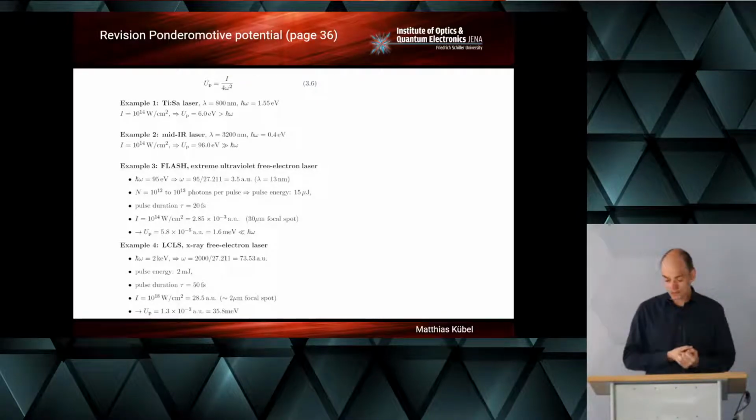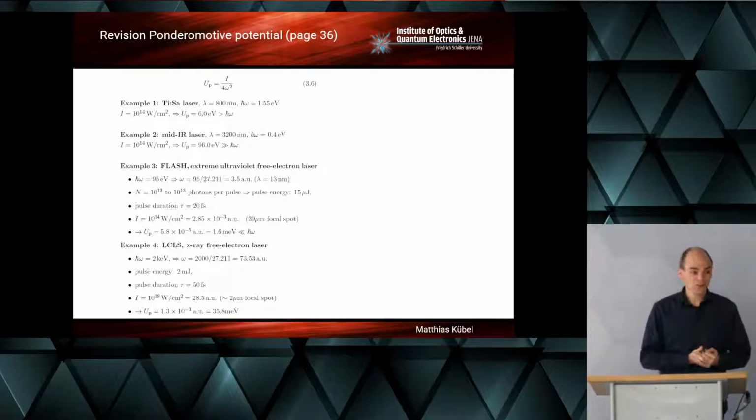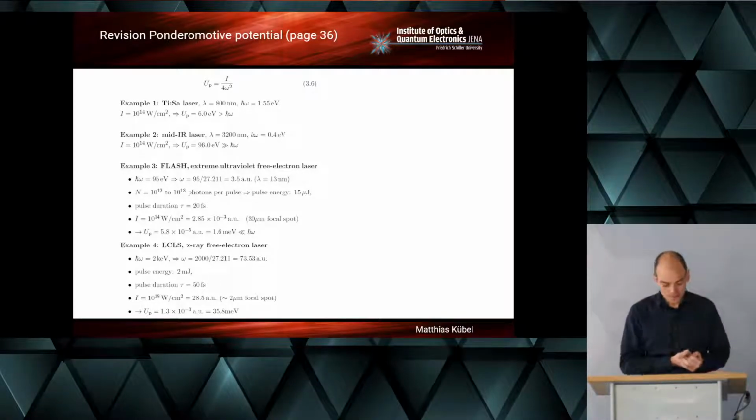An even more extreme example is an X-ray free electron laser, where there is currently only one in the world, really, namely LCLS in California. And here one can achieve much higher intensities. So this is 10 to the 18 watts per square centimeter, for instance. However, the ponderomotive potential then is only 36 milli-electron volts. So again, much, much smaller than the photon energy.